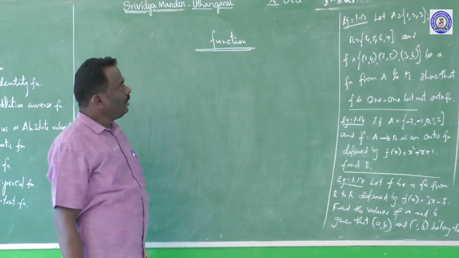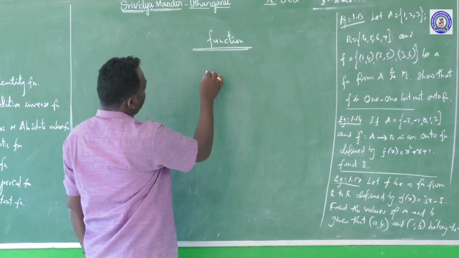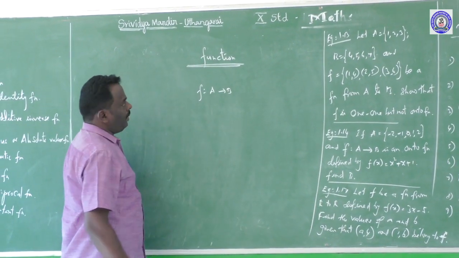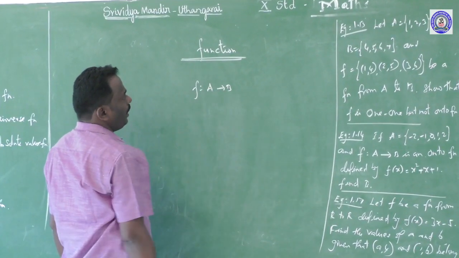What are functions? Function means it is defined from A to B. A to B is a well-defined function. It is A to B.